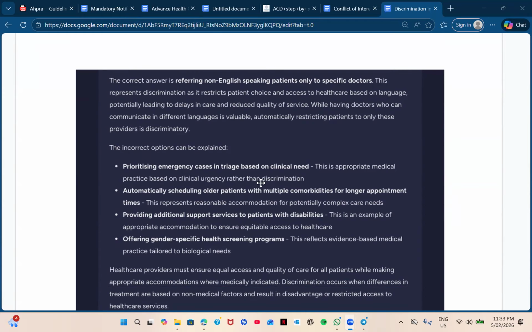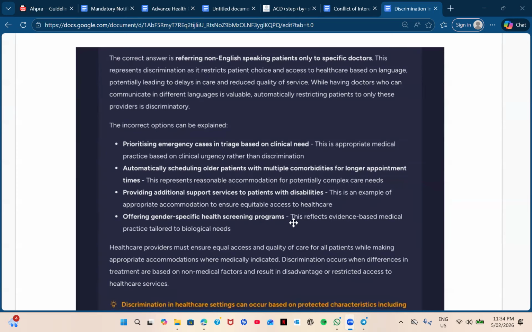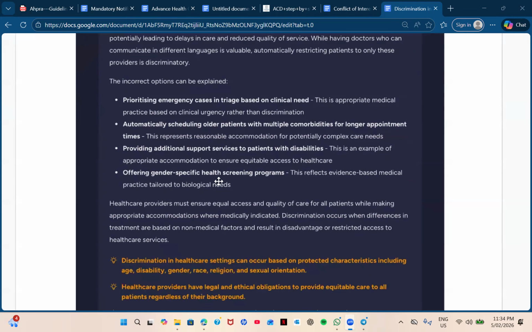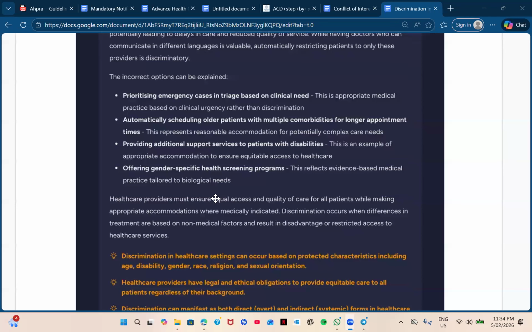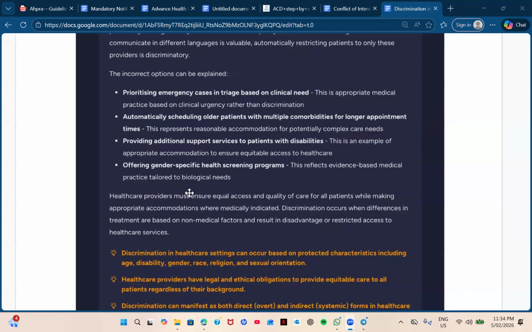Prioritizing emergency cases is appropriate, right? Automatically scheduling all patients with multiple comorbidities for longer appointment times requires reasonable accommodation for people with complex care needs, right? Providing additional support services to patients with disabilities is also okay. Offering gender-specific health screening reflects evidence-based medical practice tailored to biological needs.